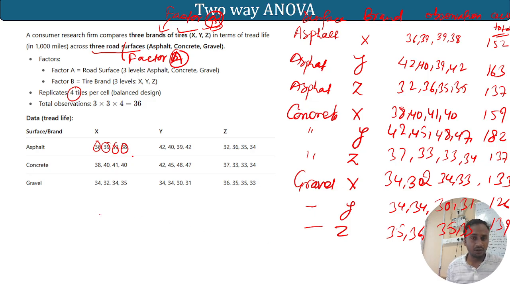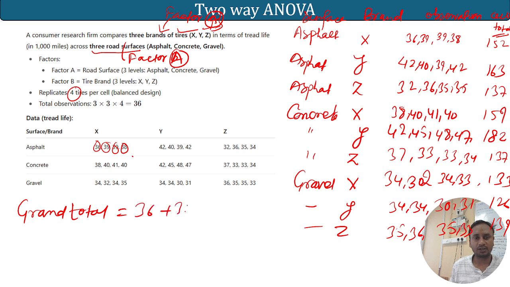So now we'll be able to calculate the grand total. It will be the summation of 36 plus 39 plus, until here, 33. It will come to somewhere... I'll calculate. So it came to 1310. What we have, n is equal to 36.